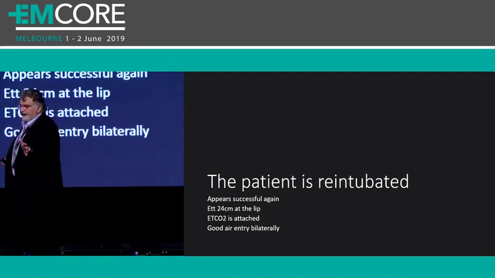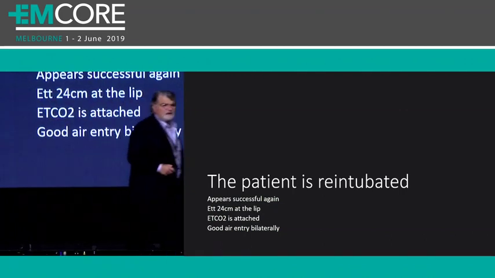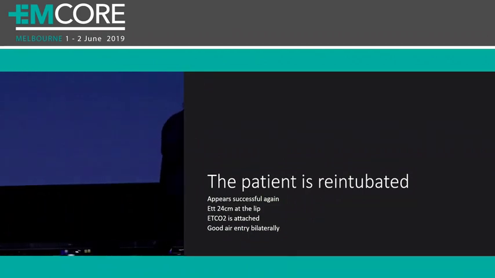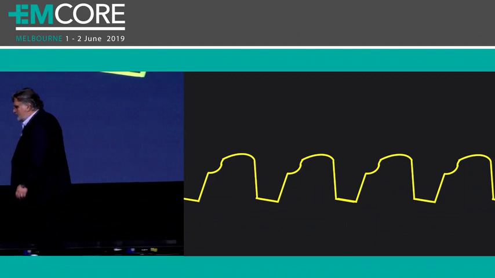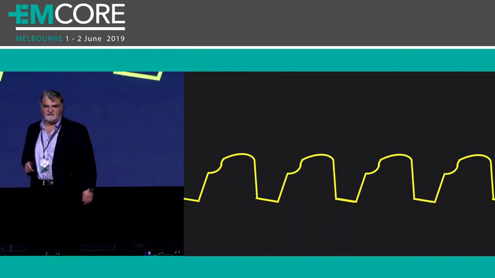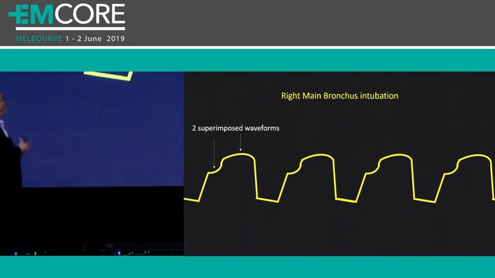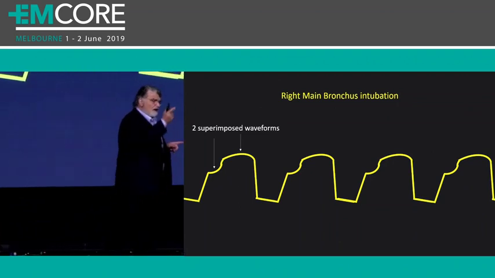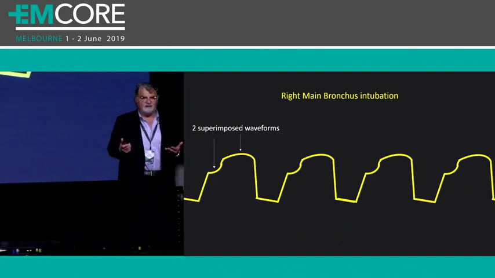Appears successful. Endotracheal tube is 24, 25 centimetres at the lip. End-tidal CO2 is attached. Good air entry bilaterally. The registrar listens and says, fantastic air entry bilaterally. Great. So then we get the end-tidal CO2 trace, and it does this. Did that registrar that listened to those lungs lie? Yes, they lied. Because this is a double waveform, and you see this double waveform occurring because this tube is down the right main bronchus. So you get the end-tidal CO2 coming up first, and then you get a second waveform overlapping it as the end-tidal CO2 comes out of the left lung.